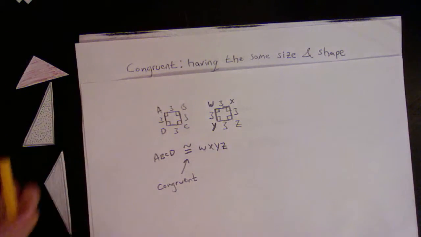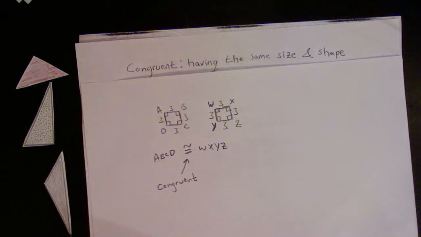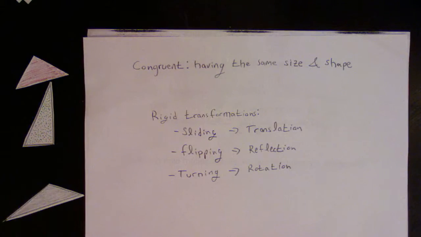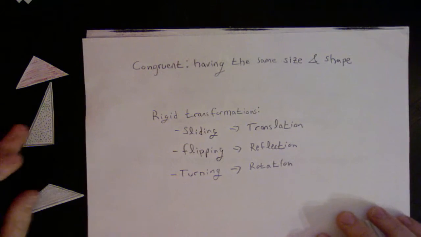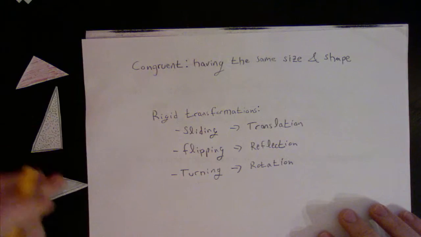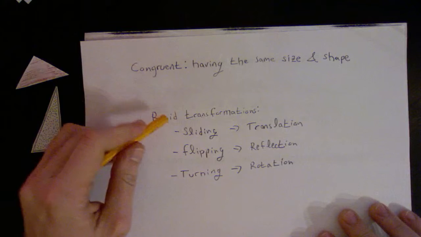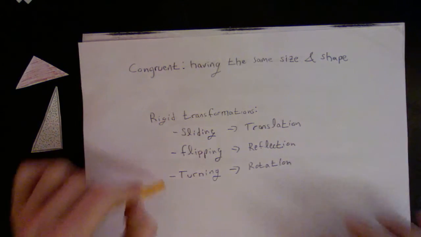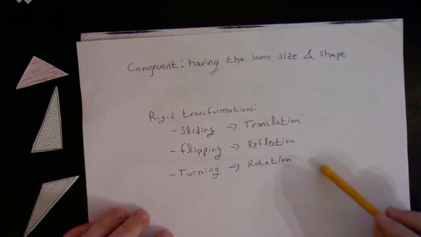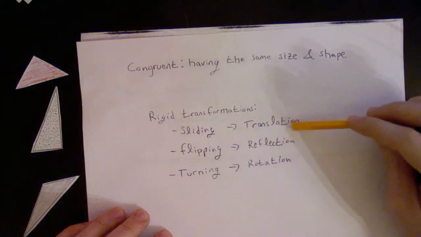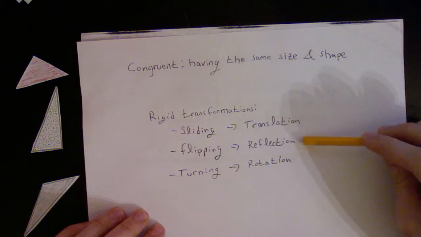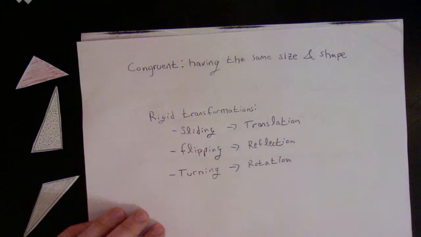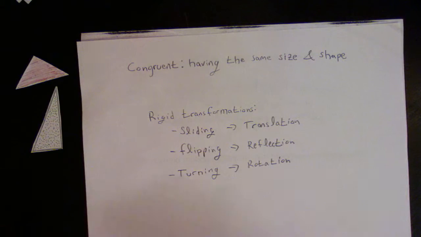Now, there's another definition of congruency, and before we can talk about that, we need to remember our rigid transformations. We have 3 rigid transformations. Those are sliding, flipping, and turning. And the way we talk about them more mathematically is to translate, which is sliding, to reflect, or reflection, which is flipping, and then also to rotate, a rotation, which is the same thing as turning.